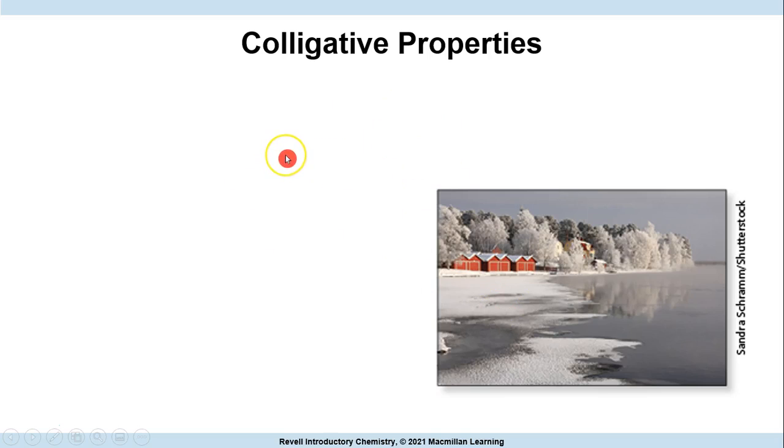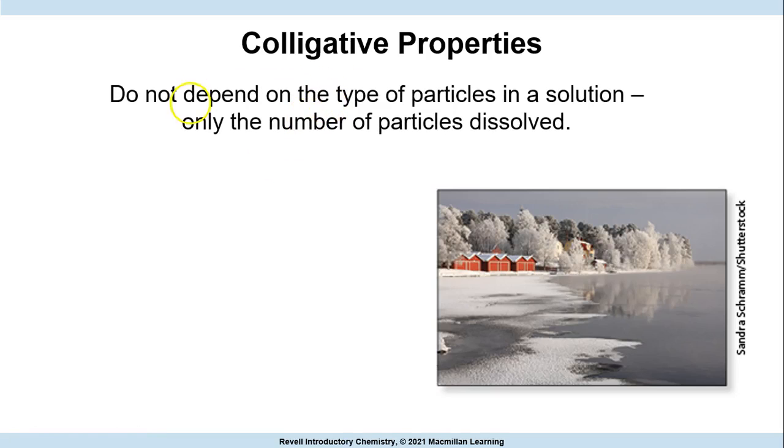Now let's look at another important property of water that we call the colligative properties. So the colligative properties, these are the properties of a solution, and they do not depend on the type of particles that are present in that solution, but on the number of the particles that are dissolved in that solution. And what are the colligative properties that we are going to be looking at here?